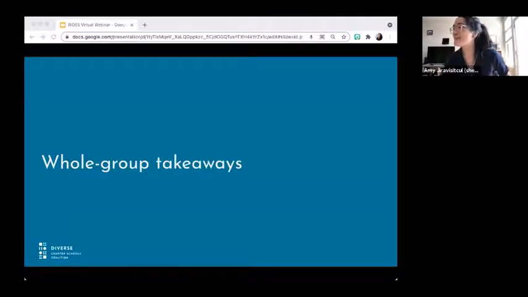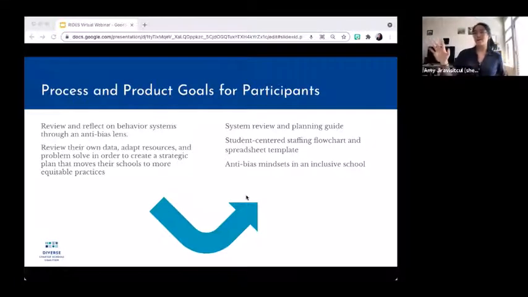That's where we are in terms of what we were looking for: the process of a group connecting, reflecting on behavior systems, reviewing data and resources, using the resources to solve problems and create a strategic plan, moving toward more equitable practices in this trauma-informed way. And the end product, the deliverable we're hoping groups develop, I put some examples here: a set of mindsets for an inclusive school, or perhaps a staffing flow chart to make sure there aren't any students who fall through the cracks. I'll pause here and see if there are any questions so far.